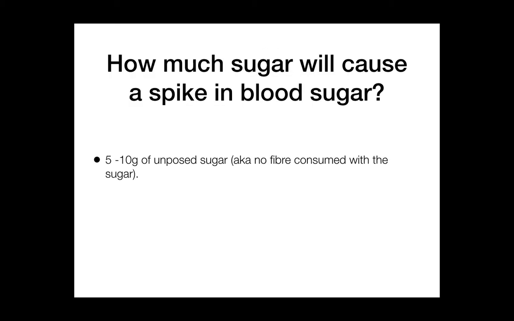So how much sugar will cause a spike in your blood sugar? Let's say 5 to 10 grams of unopposed sugar, that means that there's no fiber helping to slow the release of that sugar. Protein, fat and fiber all help to slow the release of sugar from the food that you're eating. So if you eat that apple that contains fiber, it's going to slow the release of that sugar. If you drink just apple juice, the sugar has been broken apart and you just consume it, that's going to get digested a lot quicker.